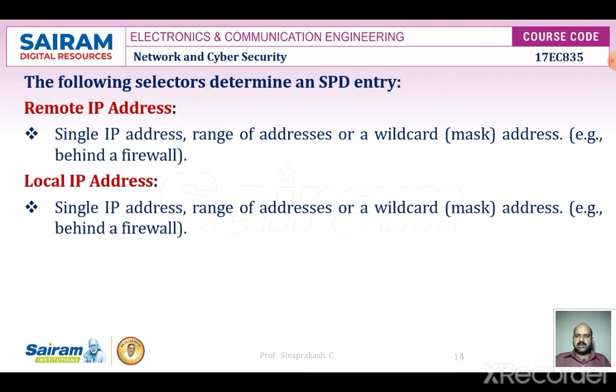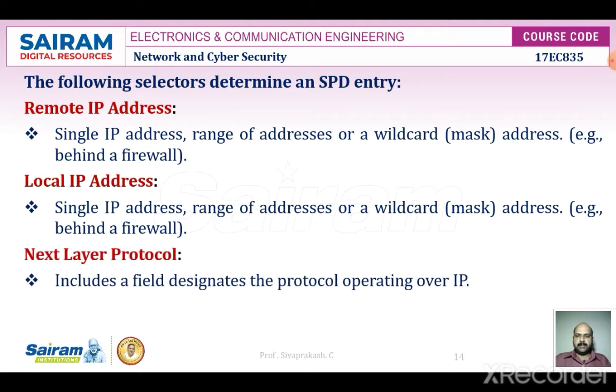The second one is going to be the local IP address, which also remains the same as a single IP address, and which has a range of addresses or a wildcard address for the masking process, and the latter two are required to support more than one source system sharing the same security association, for example behind the firewall.